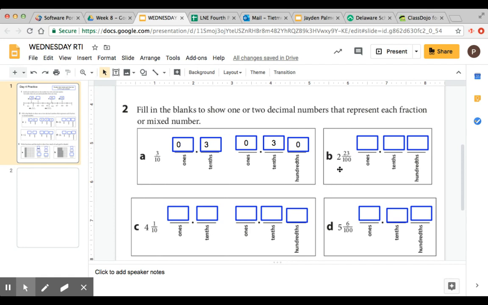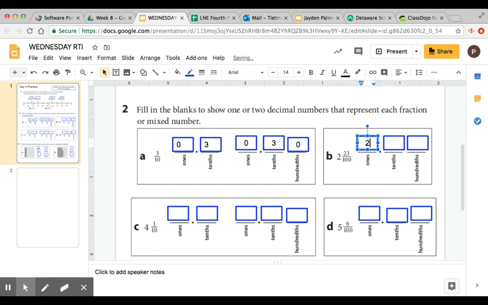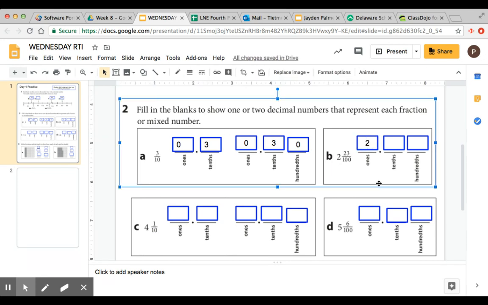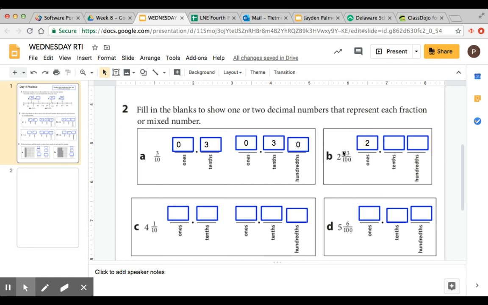Let's go over to letter B. Okay, this time we have 2 and 23/100ths. So let's start with our ones. Our ones are our big numbers. So we have a big number out front here, and our whole number here is 2. So we have 2 ones. Think of it as like $2. Our fraction is going to be like our cents if we were talking about money. So we have 23 hundredths.